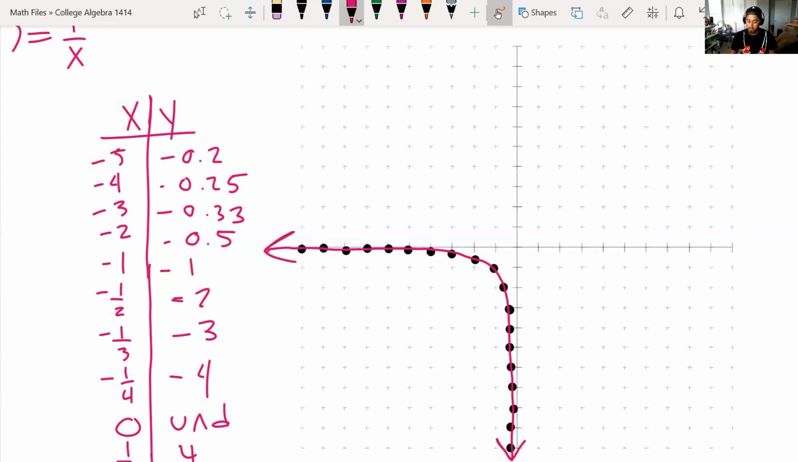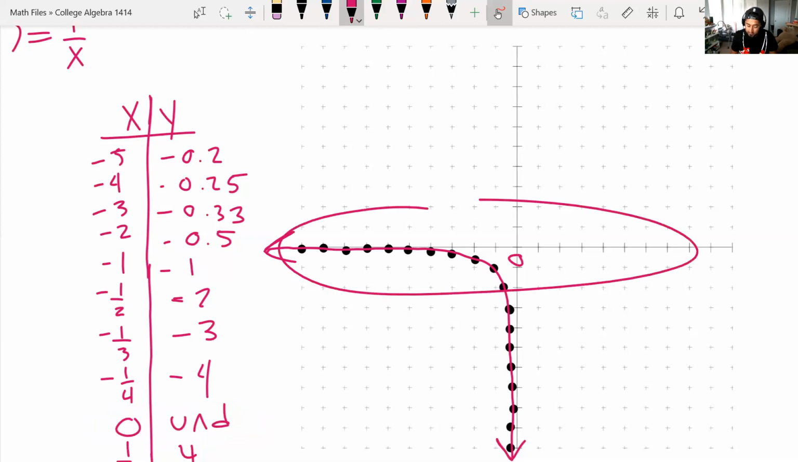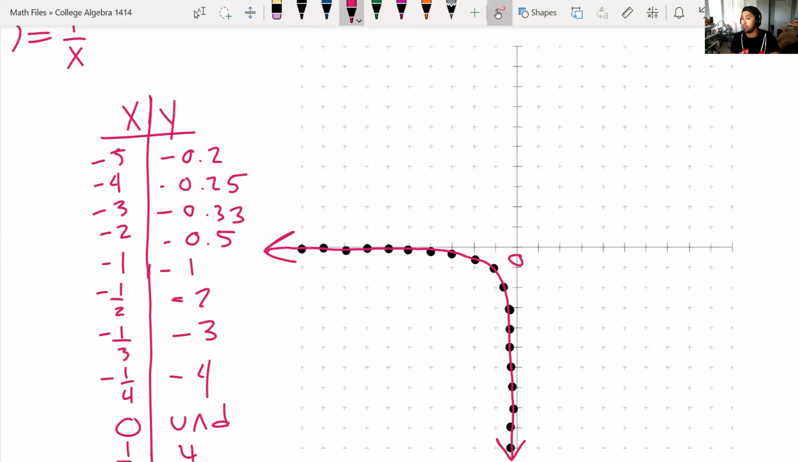And the reason why you'll never touch the y-axis is because on the y-axis, x is 0. So what happens when x is 0? The function becomes undefined. So we'll never ever touch the y-axis. And we'll never touch the x-axis, but we'll learn about that at a later time. We're just trying to graph it now.